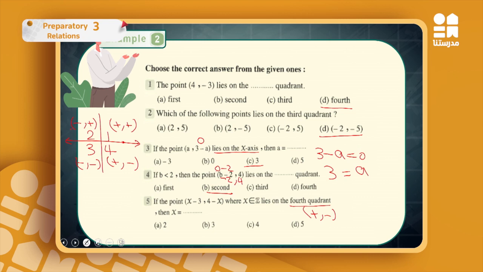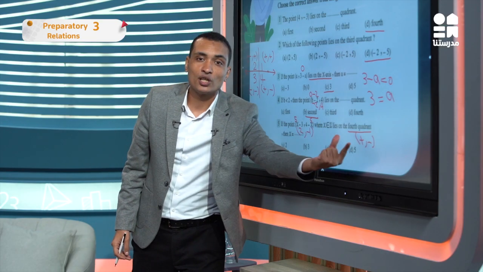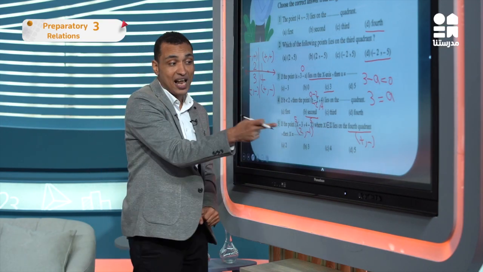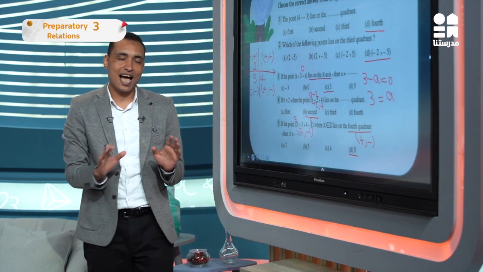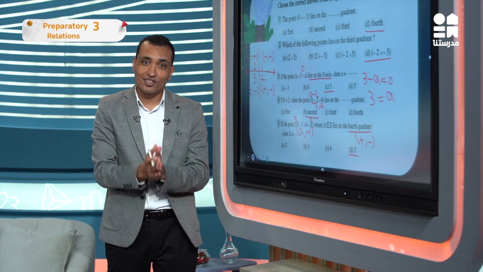If you put here 5, 5 minus 3 equals, excellent, it's 2. And if you put here 5, also 4 minus 5 equals negative 1. And now this point belongs to the fourth quadrant. So the value of x for this question is 5. And now we finished the first lesson.